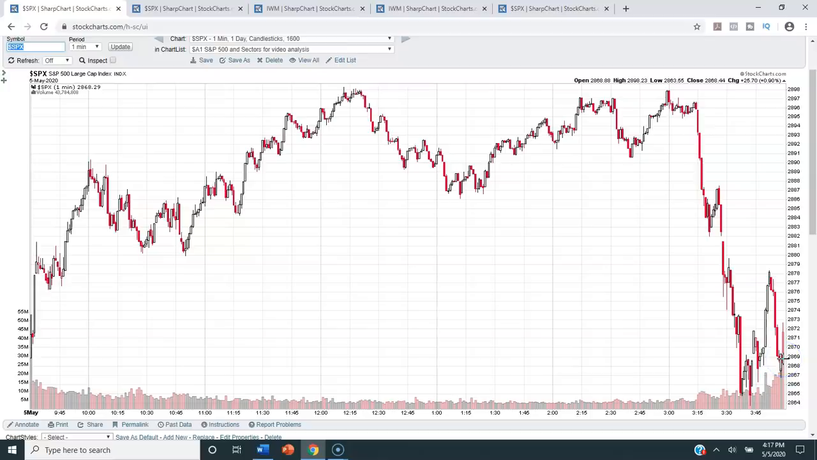Still a nice day, up 0.9%, but we were up quite a bit more than that up until about 3 o'clock. So we sold off really hard right at the 3:15 to about 3:45 time frame, and then had a little bit of a bounce for the last few minutes of the day, but again closed towards the lows of the session. Again, up 0.9%, closing at 2868.44.